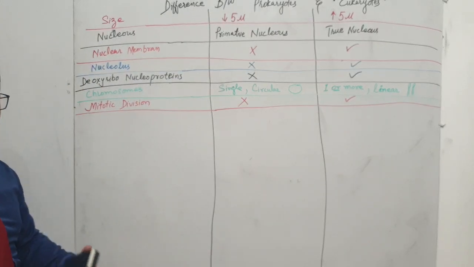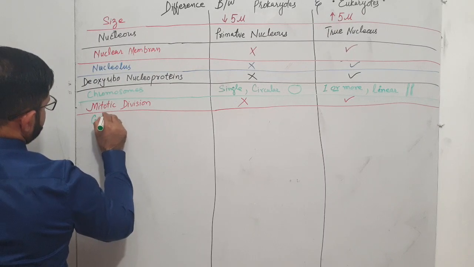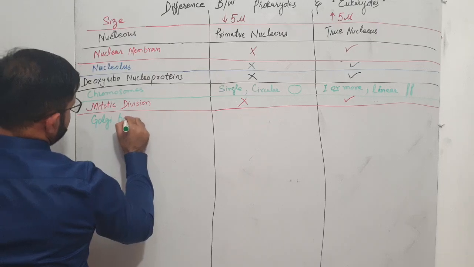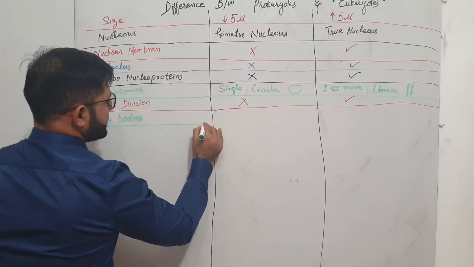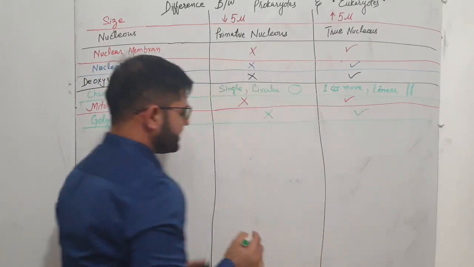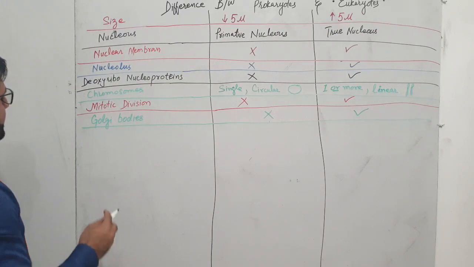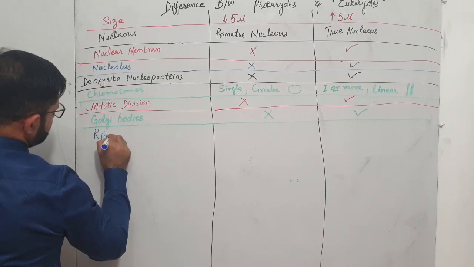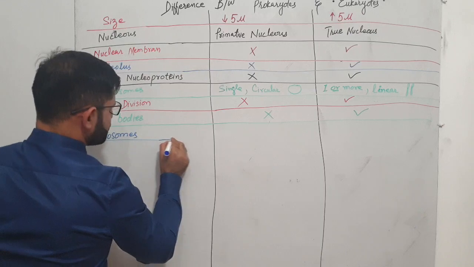Okay. Now, Golgi apparatus, Golgi bodies. The Golgi bodies are absent in the prokaryotic cells while they are present in the eukaryotic cells. Next, ribosomes.